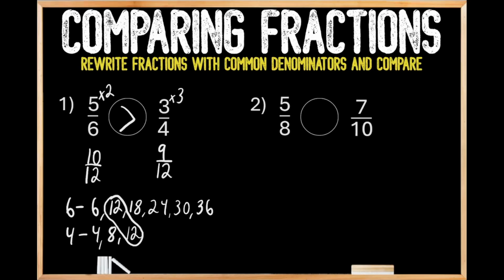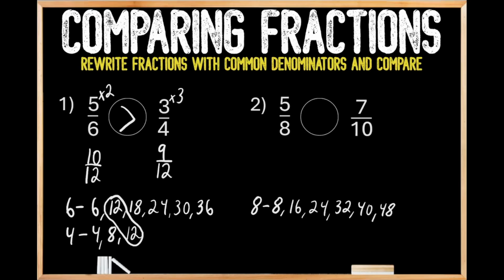Now moving on to question number 2, where this time we're being asked to compare the fractions of 5/8 and 7/10. So here we have two different denominators, and in order for us to find our common denominator, we're going to list some of the multiples of both 8 and 10, and then we're going to find our least common multiple. So starting out with our multiples of 8, well, we have 8, 16, 24, 32, 40, and 48.